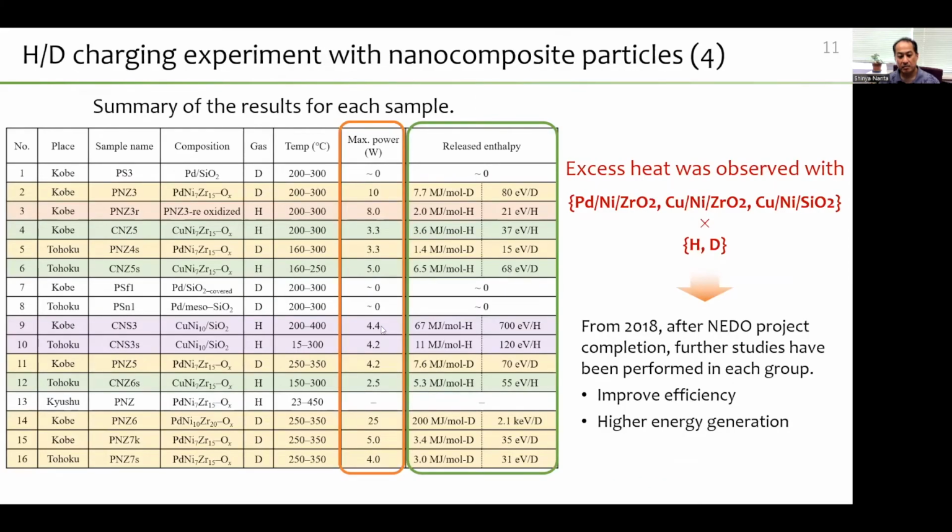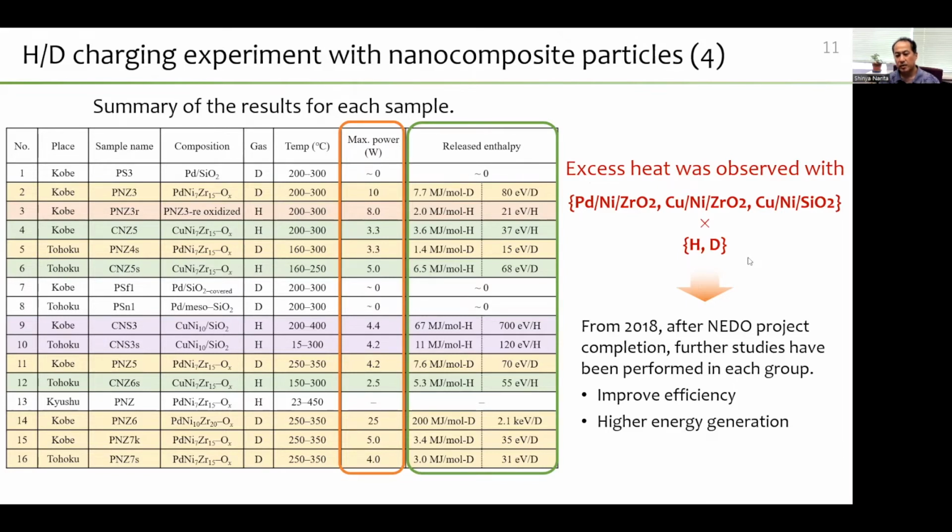And this is a summary table of the results, and each line shows where the experiment was performed, sample type and gas type, and the temperature given, and maximum power obtained, and then the energy released per atom. So now the excess heat was observed with these samples, both in the hydrogen and deuterium.